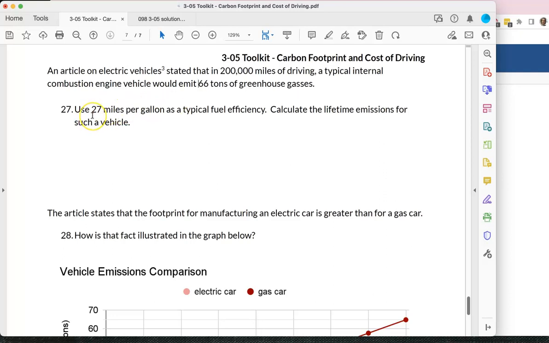And here I'm asking you to use 27 miles per gallon as a typical fuel efficiency. Calculate the lifetime emissions for such a vehicle. It might feel like we don't have enough information here to work on that, but I'd like you to start with 200,000 miles and then use 27 miles per gallon after that. And let's see where that puts us.